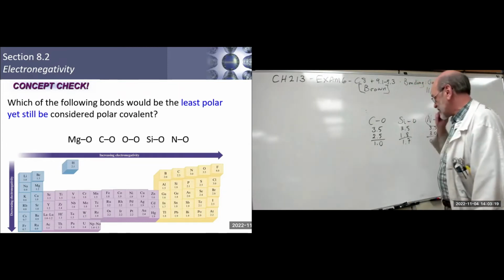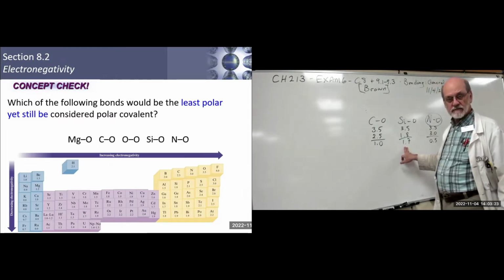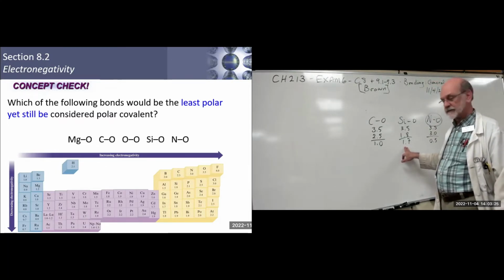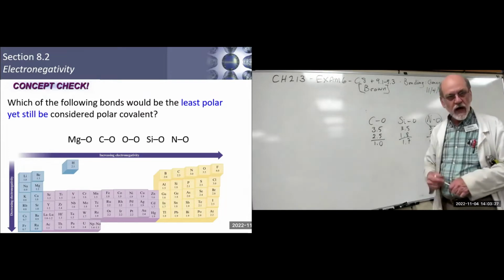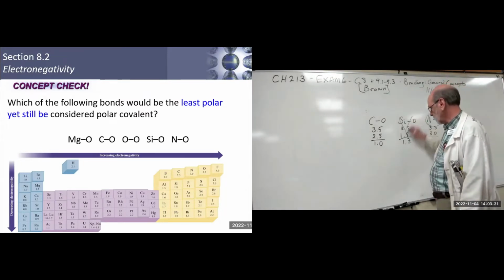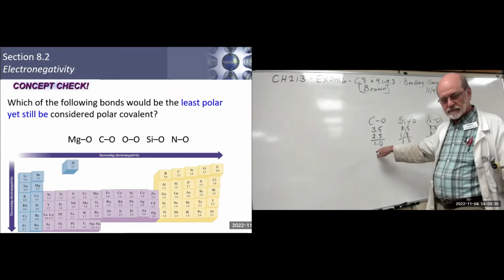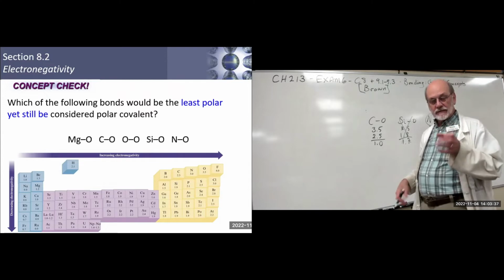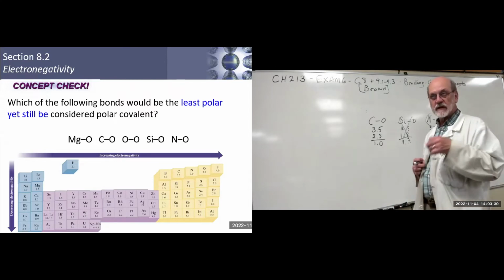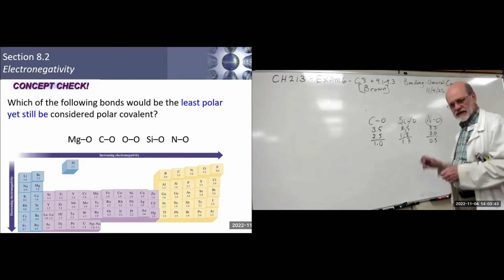So our scale says this one's greater than 1.5. So that's considered ionic. Right. So it's not polar covalent. This one is 1.0. So it's kind of in the middle. It's less than 1.4. But this one, let me see.